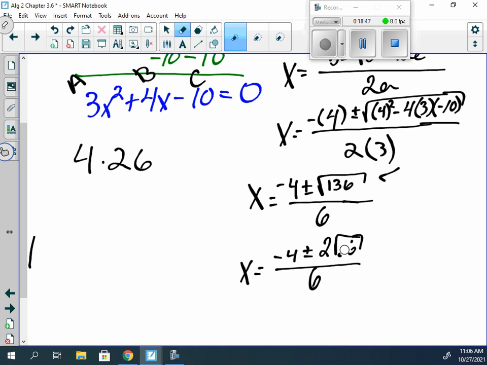Yes. Okay, let's try this one more time. Because this here is 12, 120. Okay, so this is 136. And this is 2 square root of what? 34. Okay, that makes more sense. Thank you.